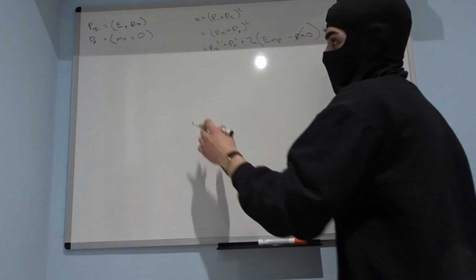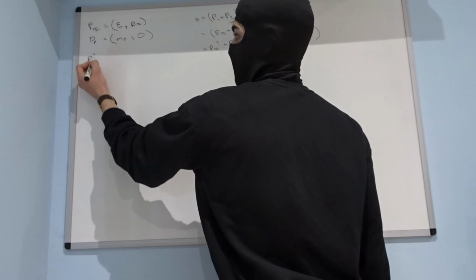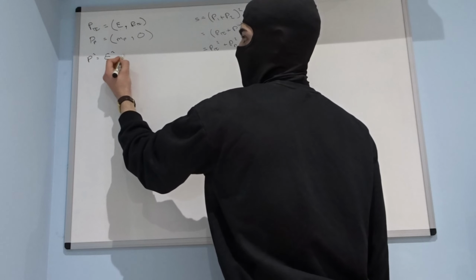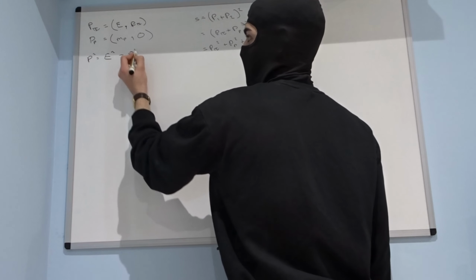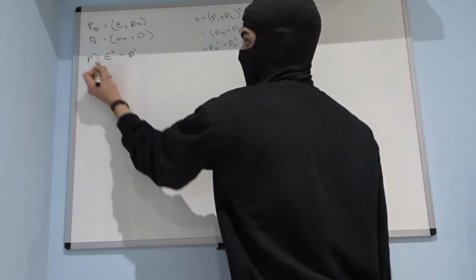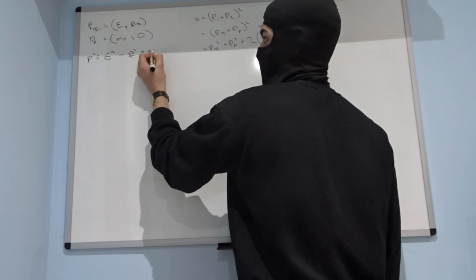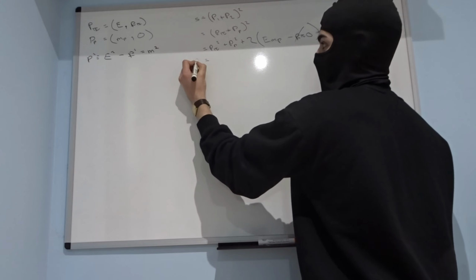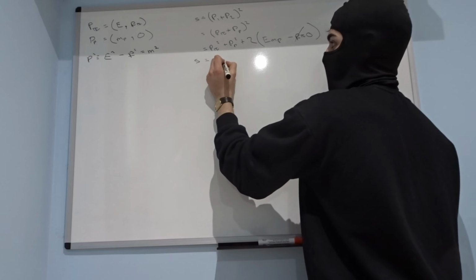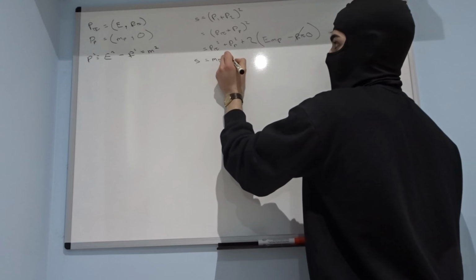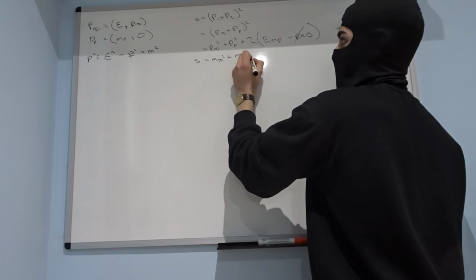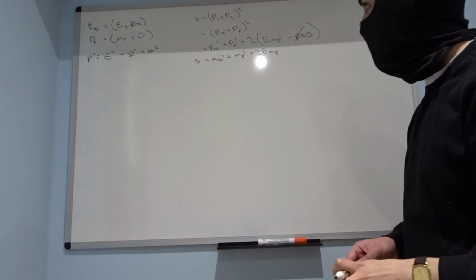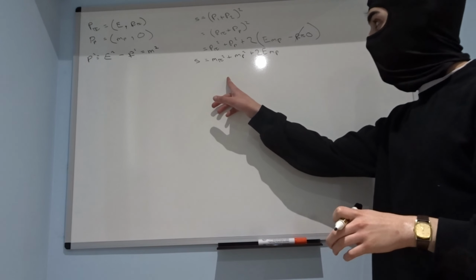Recall from relativity that for a momentum vector, p squared is defined as the energy squared minus the momentum vector squared, which is also equal to the mass squared. So we can replace these terms, and S is going to be equal to the mass of the pi squared plus the mass of the proton squared plus 2E mass of proton. Right. Now, this is from a lab frame.